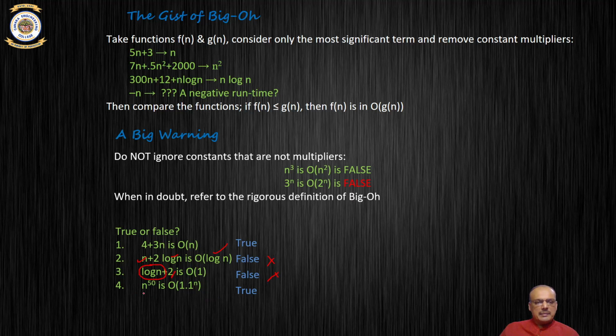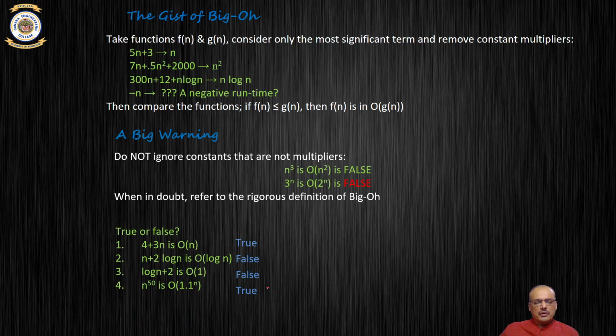Okay. And similarly, n raised to 50 is in the big O of 1.1 raised to n. Okay, so this is a series which is a polynomial, and this is, as you say, an exponential series. This can be thought of as k raised to n, where k is greater than 1, and this is n raised to k, where k is 50. This is an exponential series, whereas this is a polynomial series. So we know that the exponential is greater than the polynomial as n increases for values of k more than 1. So this is true.